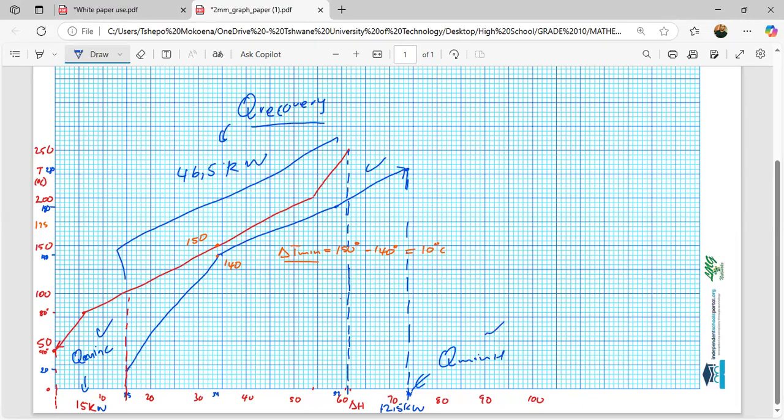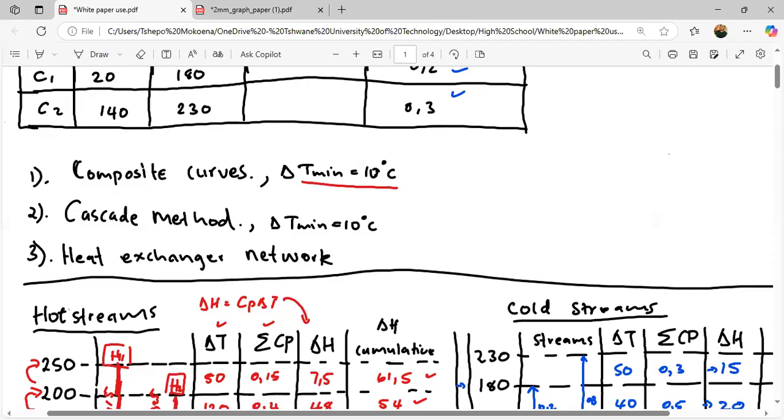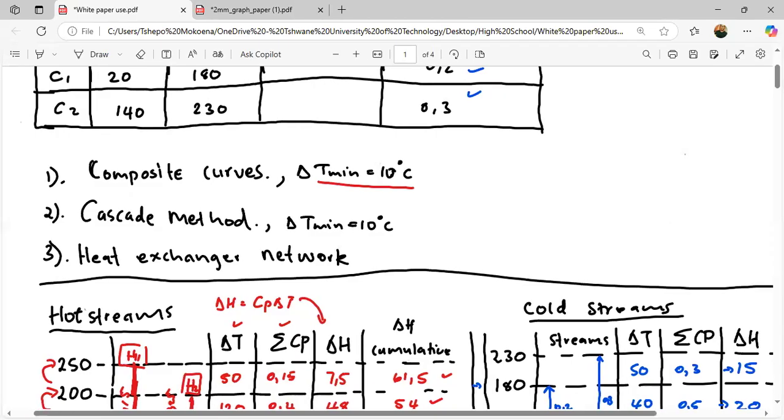All right. So that's how we go about this one. Even when we do the cascade, we expect to get the same numbers. When we do this in the upcoming session, we expect to get the same answers for the utilities and the pinch for hot and pinch for cold.